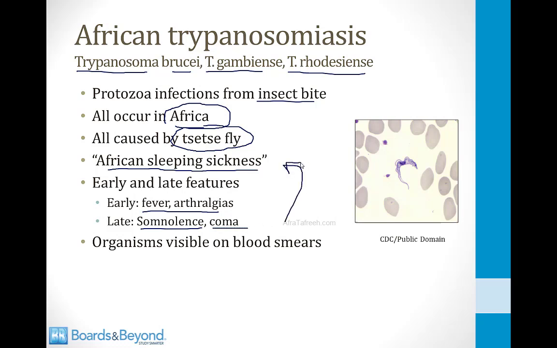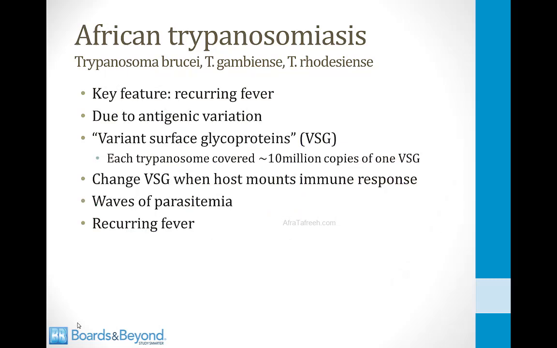And you can diagnose this by visualizing the organisms on blood smear. This is a picture of a trypanosome in a blood smear. I classify this as a central nervous system infection because people go into a coma, but the organism also infects the blood, so you could also call it a blood infection as well. You may be wondering why the United States medical licensing exam wants you to know about an infection that only occurs in Africa, and the reason is because there's a very important tie-in with immunology.